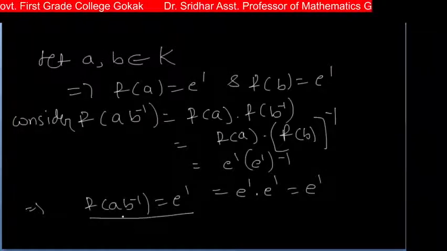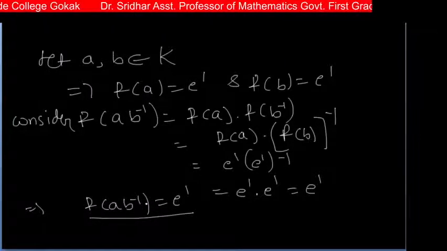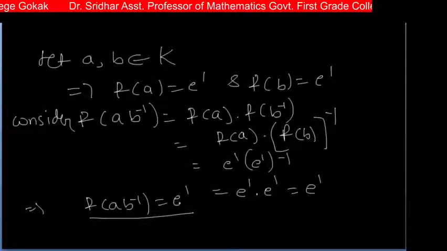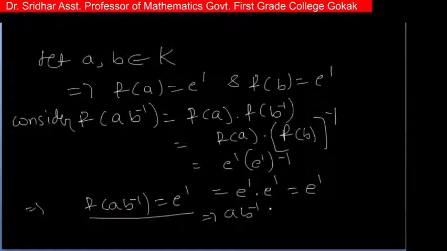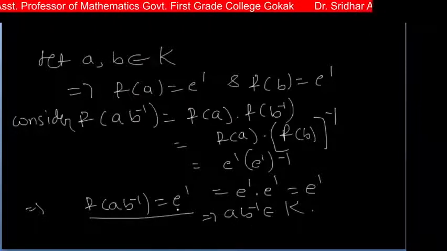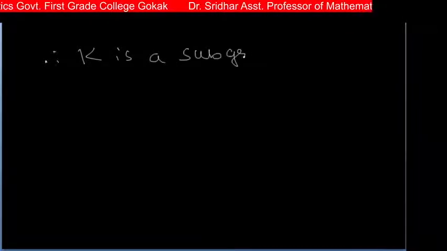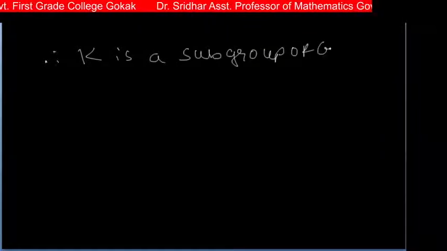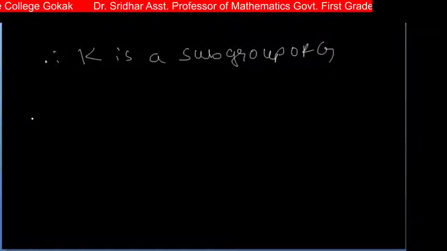So the image of a b inverse is also equal to e dash, which implies a b inverse belongs to the kernel K. Therefore, when a b inverse belongs to kernel K, K is a subgroup of G. Okay, so this is the first step we completed.